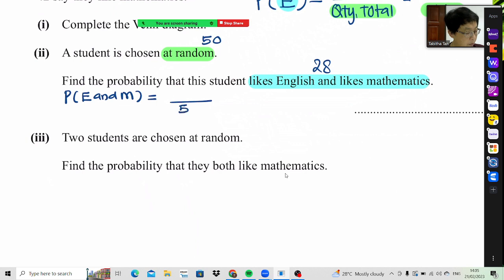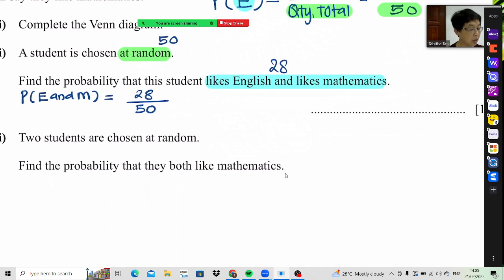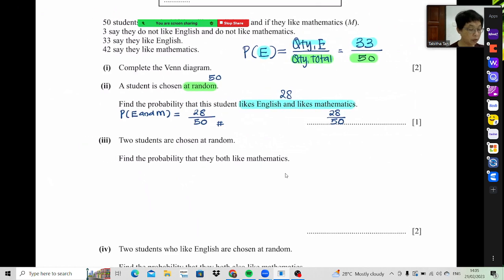The total is 50, and 28 is the number of students who like English and maths. So that's it. You can present it as it is, or if you want to simplify, you may go ahead. Alright, so that's the answer for part 1. Let's go to part 2.